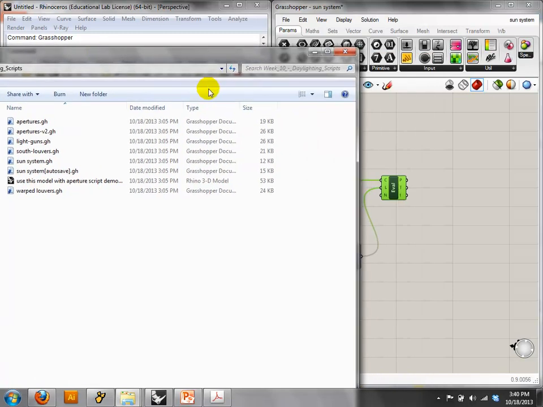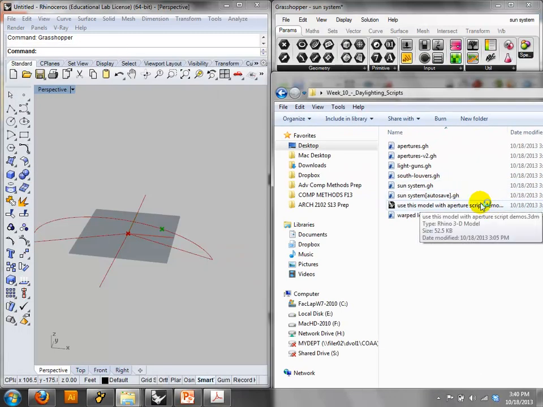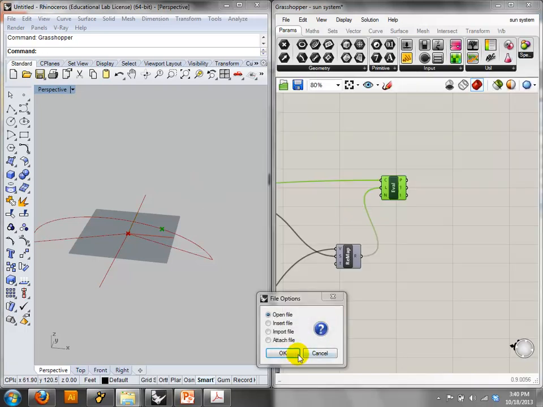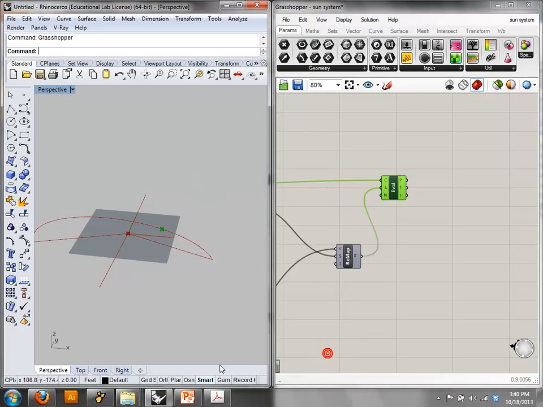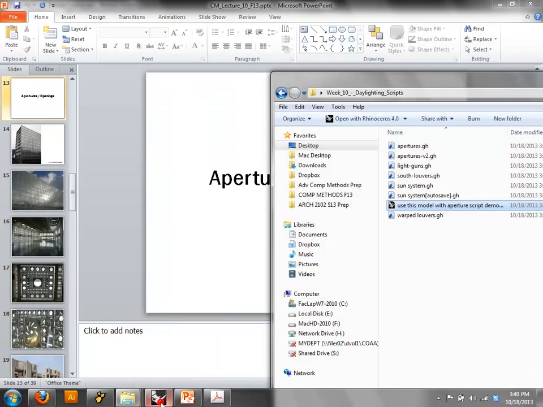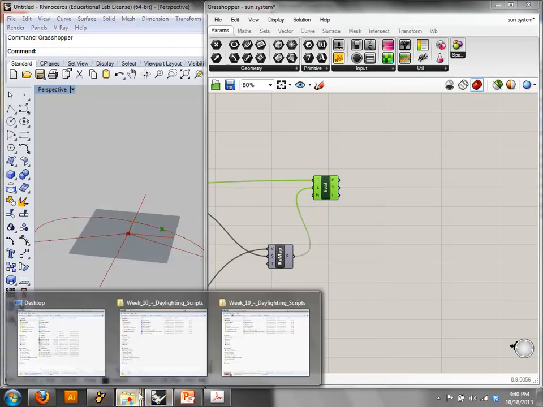Okay, so I need to open up my aperture model. Actually, that's not the right one. Let's just do the Louvers model, it works on its own. Sorry, okay.